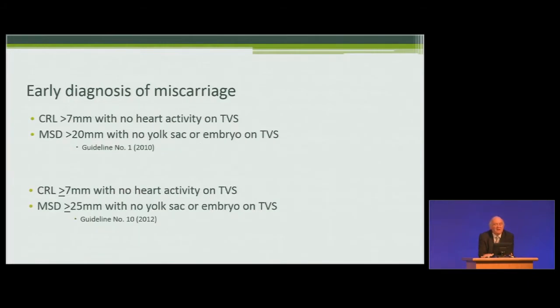Guideline number 1, early diagnosis of miscarriage. This was produced in 2010. Now, in the written guideline that we have, it says CRL of greater than 7 millimetres, it's okay to make a diagnosis based on a single TVS that it is a miscarriage. In the same way, with a mean sac diameter of greater than 20 millimetres with an empty sac.